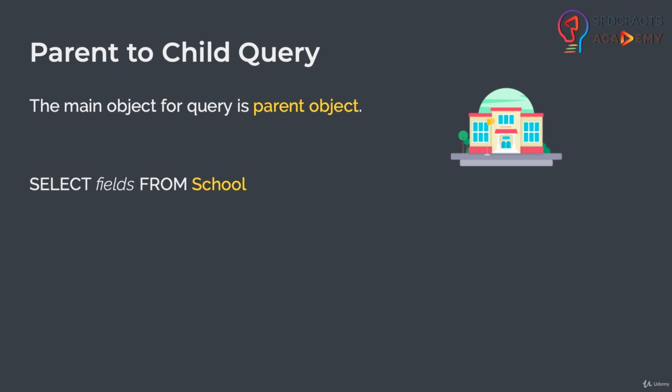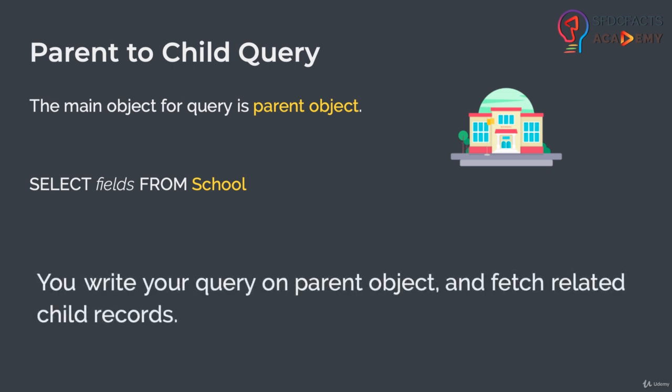Okay, let's learn about parent to child relationship query. In these types of queries, your main object is the parent object. So in this example, the school is our parent object. Your main query looks like this: Select, and then you specify all the fields that you want to fetch from the school object. Then from school, because school is our parent object, which will act as the main object in this SQL query.